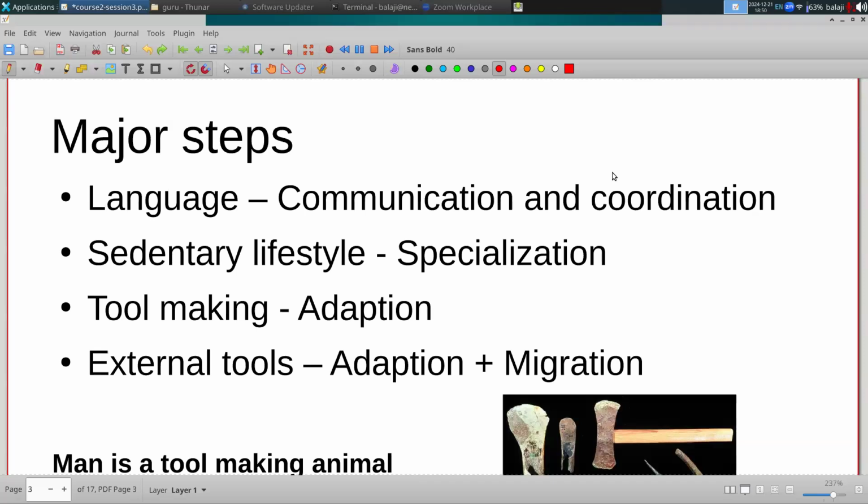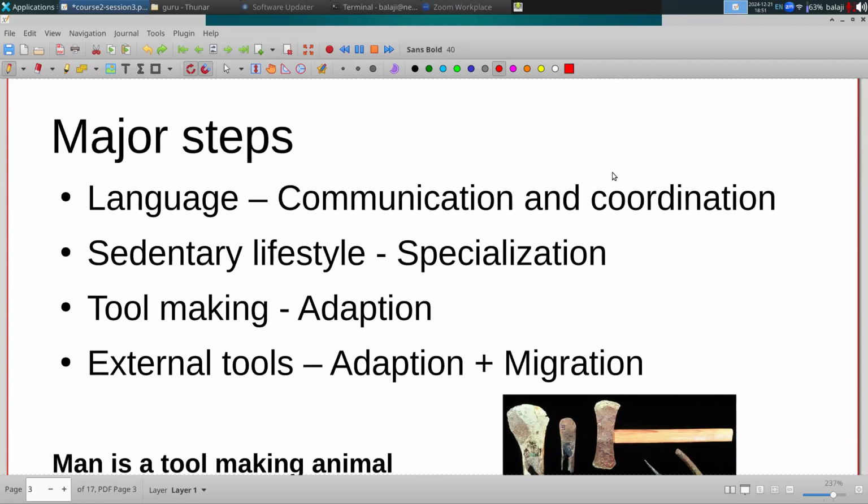All this specialization was possible because people had enough time to think about these special skills. Otherwise, they would have been just keeping awake to protect themselves from other animals. So it was not easily possible to specialize, but with a sedentary lifestyle, that is staying in one place, they started developing specialized skills.